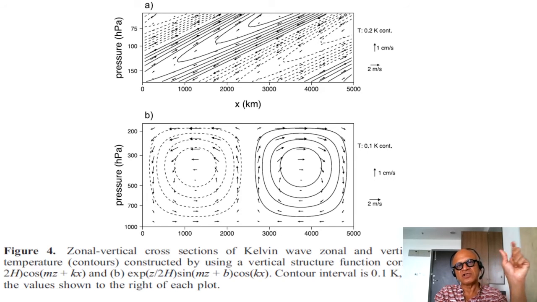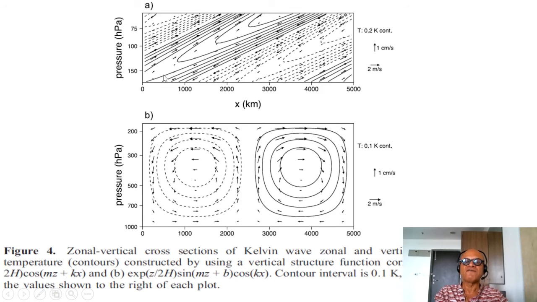You look typically at the vertical structure function multiplied by the horizontal structure, which is the same for both boundary conditions. So here you have exponential z over 2H cosine (mz plus kx). That gives you this solution with tilting structures, upward propagation, upward velocity vectors and downward velocity vectors here, and the opposite phase of the Kelvin wave. So you have Kelvin wave moving eastward, as you would expect, unless there is a Doppler shift, which we are not going to talk about here, which is much more common for Rossby waves.